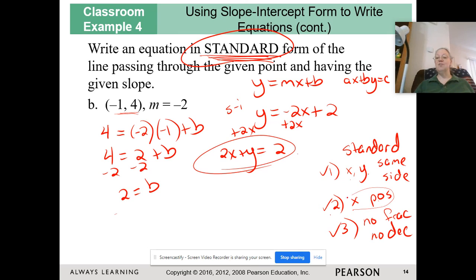Now, if this had been a -2, we would have had to multiply every term by -1. Okay, so that's how we deal with this. If our x ends up being negative, we have to multiply every term by -1 to make it positive.